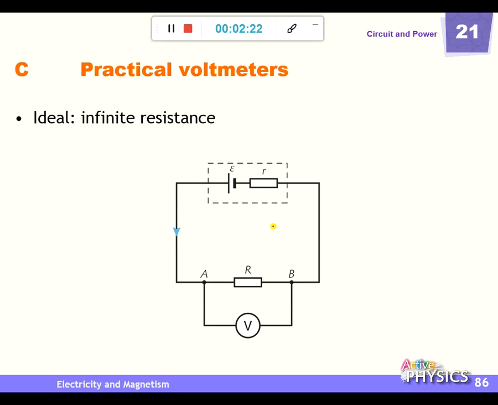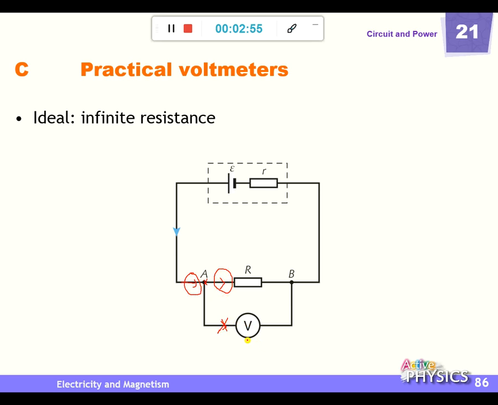Next one should be the practical voltmeter. Practical voltmeter, similarly, we want to have infinite resistance. It means that the current comes to this junction A. We have two choices, pass through R or pass through V. But when the current passes through V, we will have the potential drop, energy loss. So we want all the current to come into here and here. Nothing will pass through it.